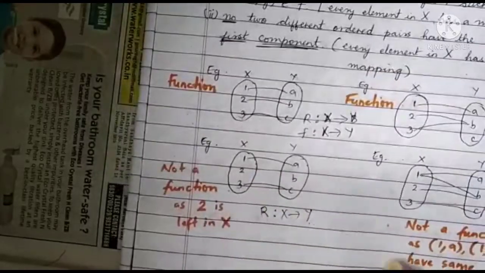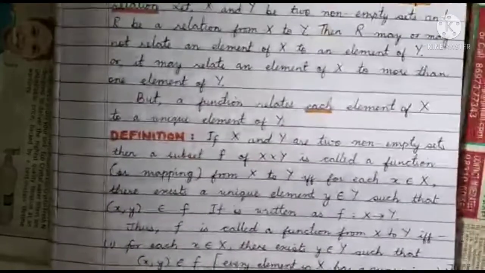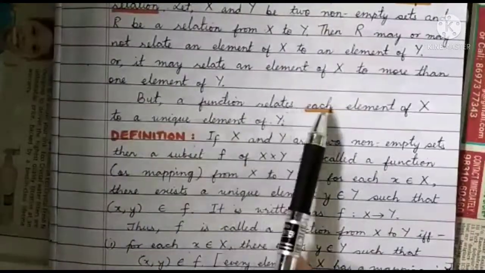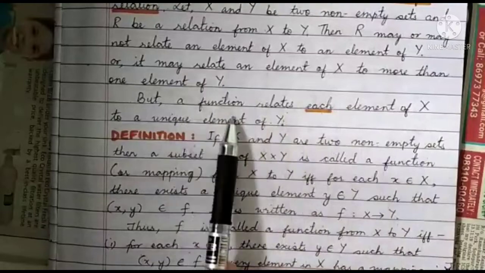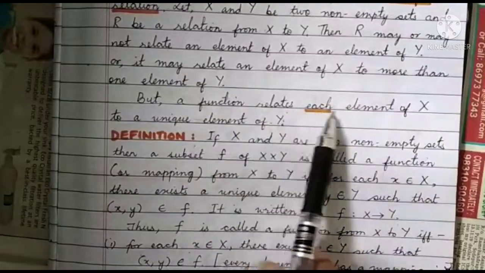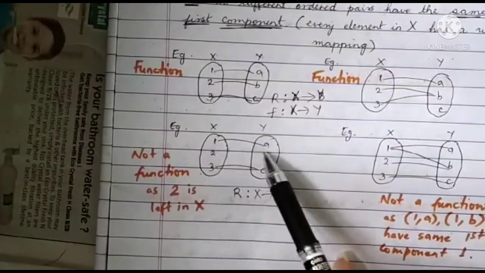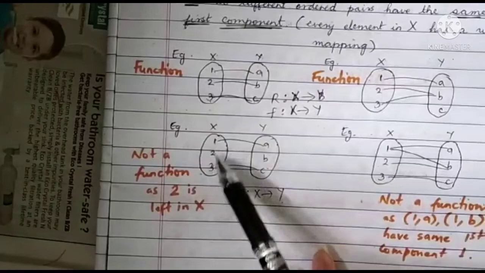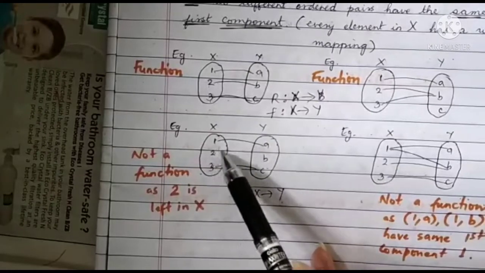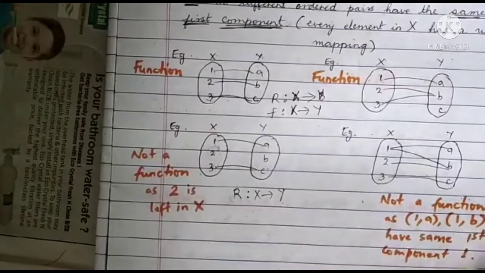Why do I say that? Because in the definition it says that a function relates each element of x to a unique element of y. Understand the word each. That means every element in x must be related to an element in y. No element should be left out. Here 2 is left out. That is why it is not a function.